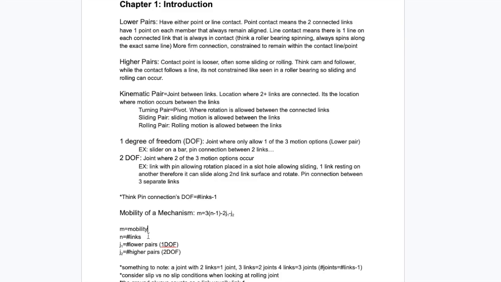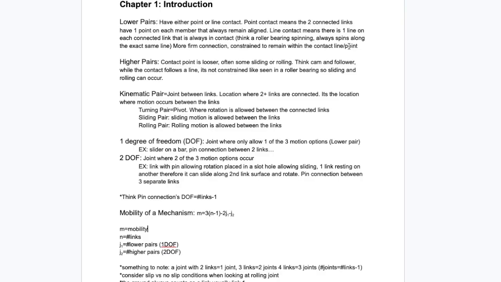Lower pairs is the more straightforward one. It's just a connection between two bars, right? Well, not two bars always, okay? It's just a connection between two links, we'll call them. It's a connection that restricts a lot of the motion. It means you only have 1 degree of freedom, which allows motion.